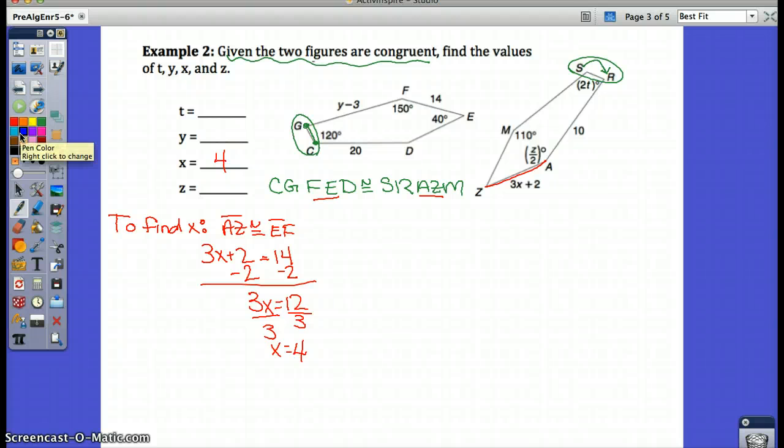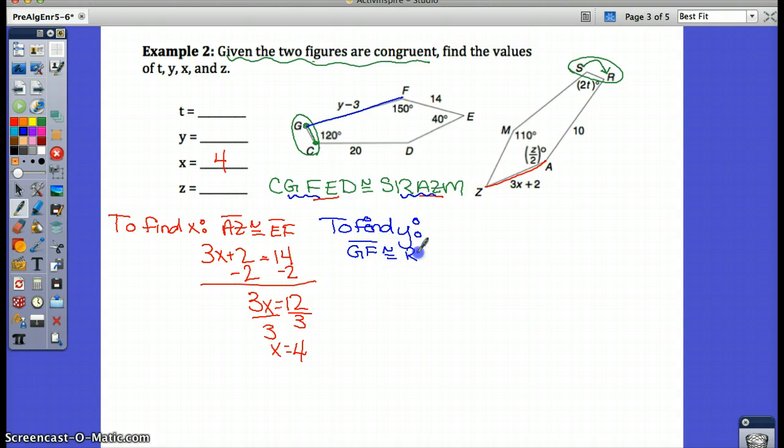Well, you know what, I'm going to go with y because y is also on the side, and then I'll have all the sides done. So to find y, again, where is y? Y is along GF. So look in your congruence statement. GF is right here. It's the second and third letter. Then it must be congruent to the second and third letter over here. So the side GF is going to be congruent to RA.